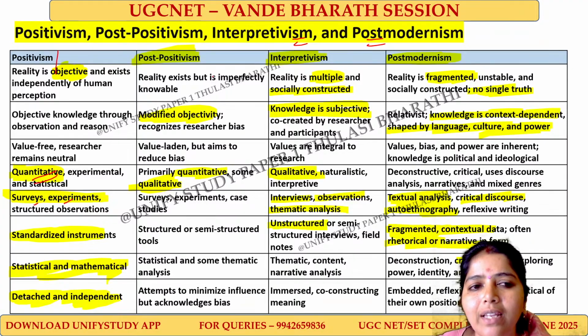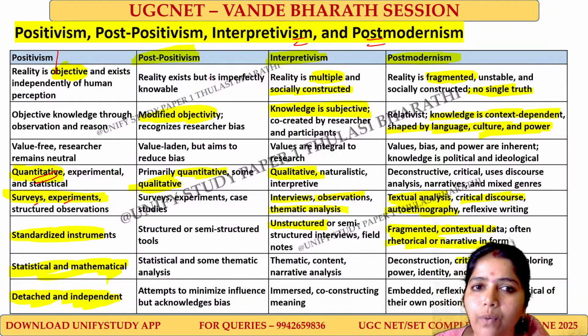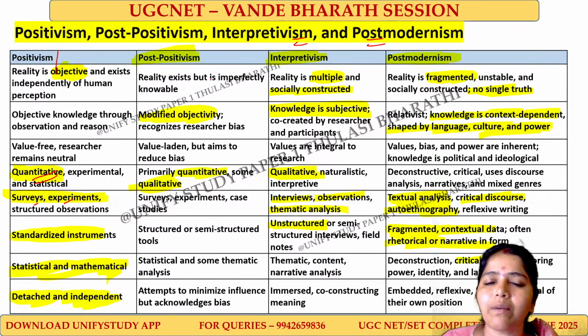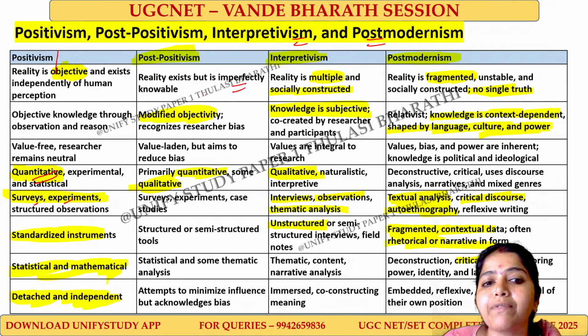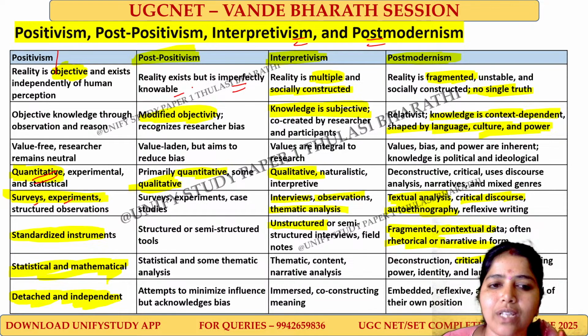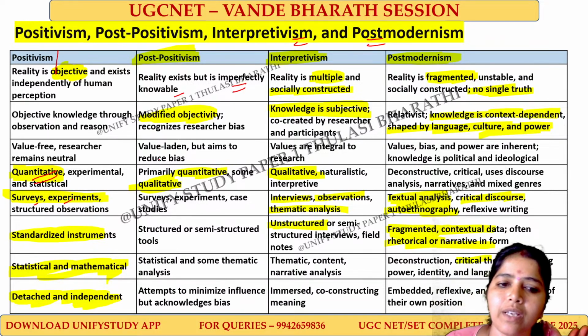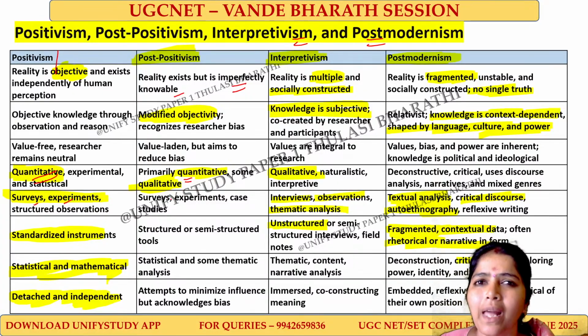Post-positivism means it is partly quantitative and partly qualitative. Reality is there, but it is imperfectly knowable. We don't know how much of it is fully correct. So that's called post-positivism. Here it is primarily quantitative, but some of it is qualitative in nature.